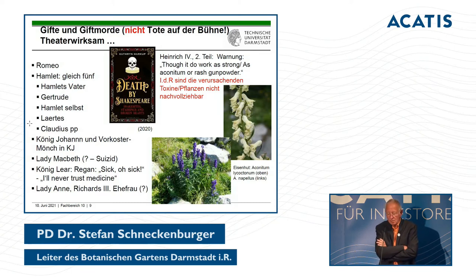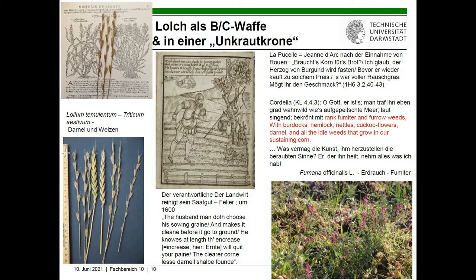In King John, and Lady Macbeth, she commits suicide, maybe with some plant poisoning. King Lear never trusts a medicine, and there are a lot of effective plants, but if you have read Harry Potter, the monkshood is very important. It's very important and very poisonous. It's one of the most poisonous substances in the European vegetation. So not only is he talking about poisonous plants, you also need extraordinary work from the actors.